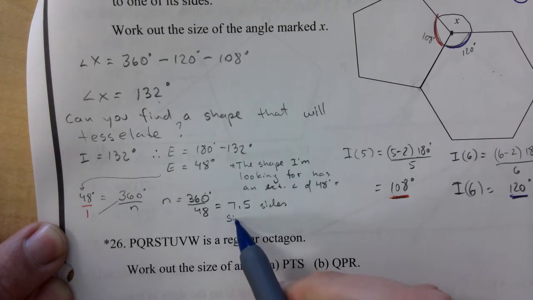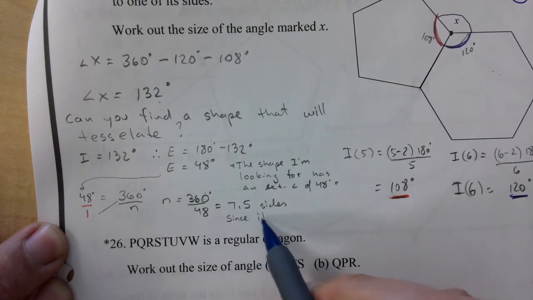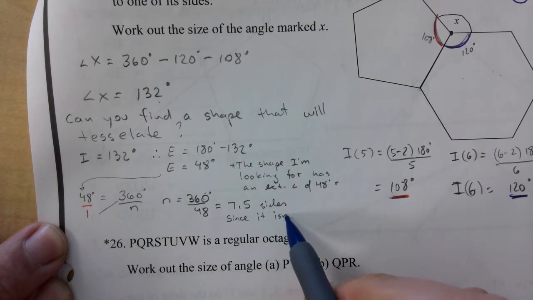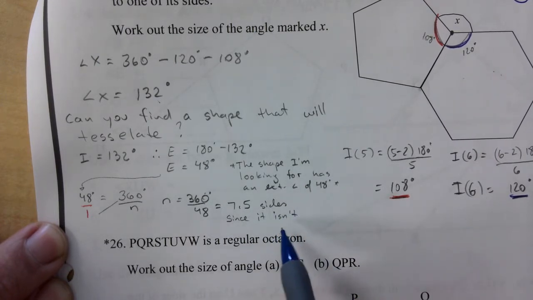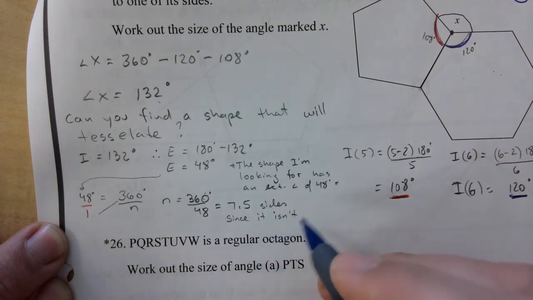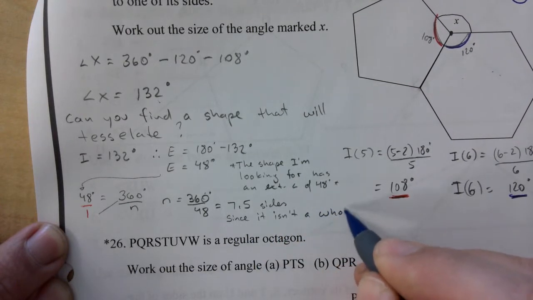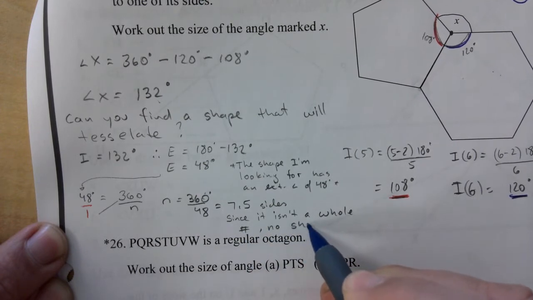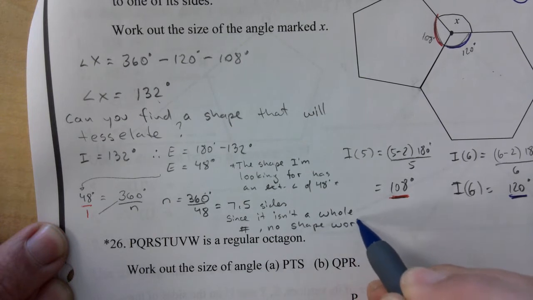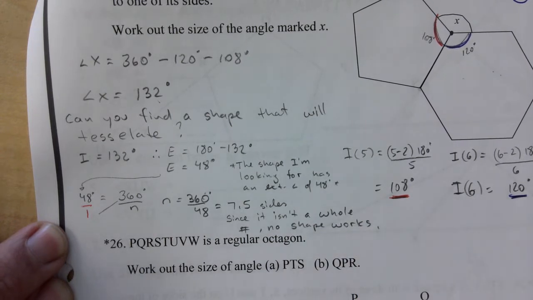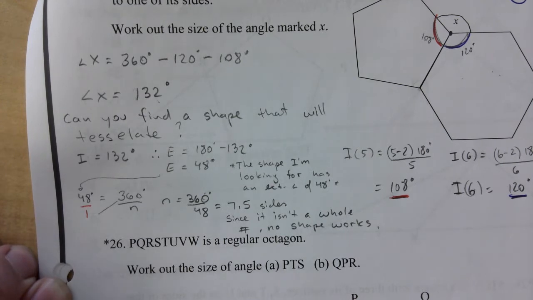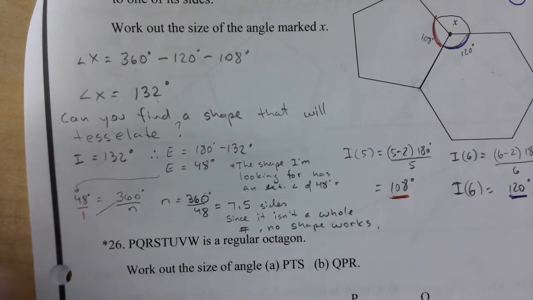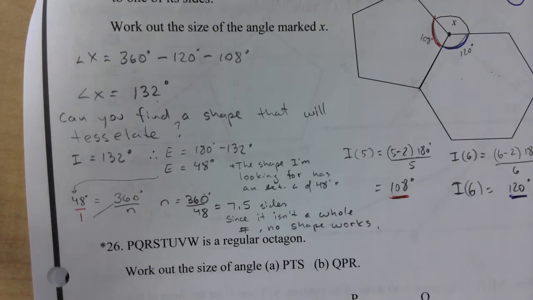And then we'll say, since it isn't a whole number, no shape works. There's no shape that will make this work. There's no shape that can tessellate this. If this had been 8, then we would know that an octagon would have done the trick, would have completely filled this gap here. But it just didn't.